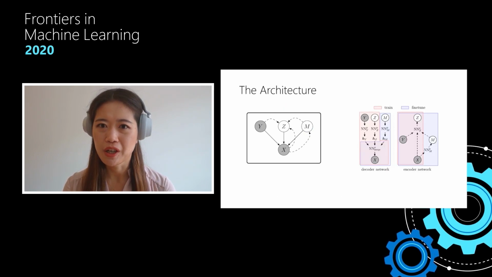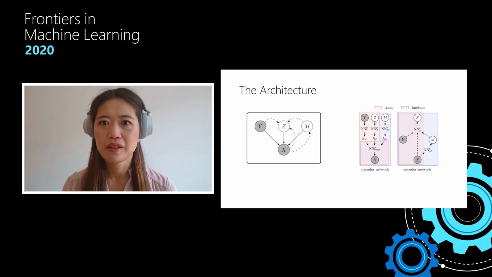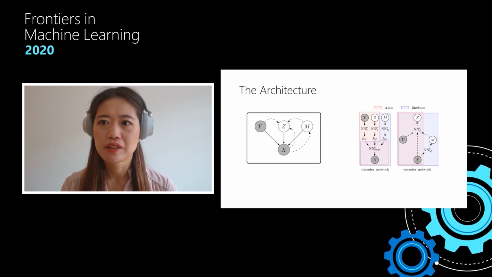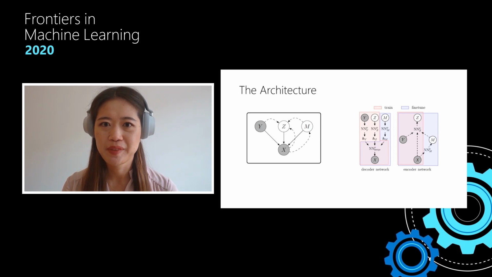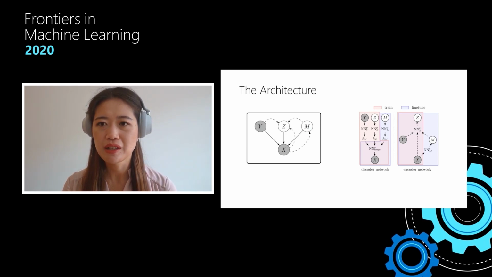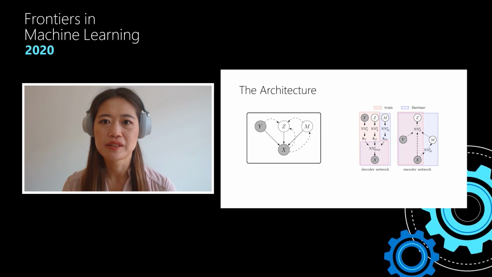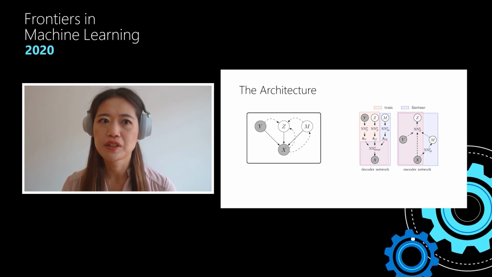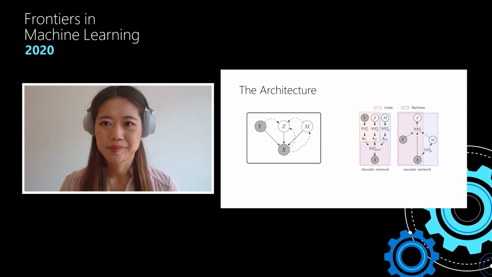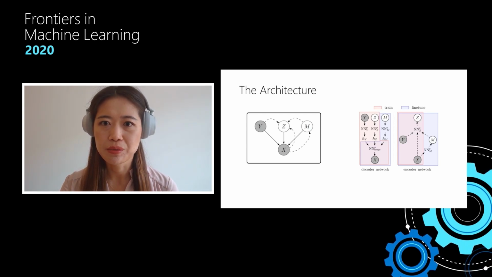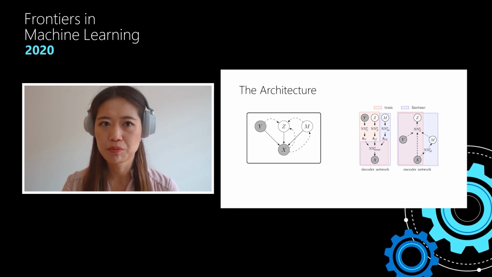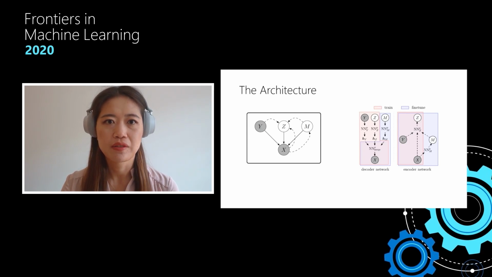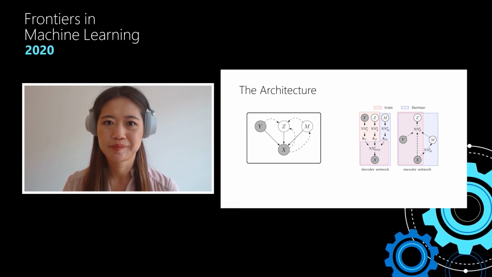The final neural network architecture is shown here. The encoder and decoder are shown on the right. The decoder network corresponds to the solid arrows in the graphical model on the left side, and the encoder network corresponds to the dashed lines. So the inference network helps us compute the posterior distribution of M and Z.